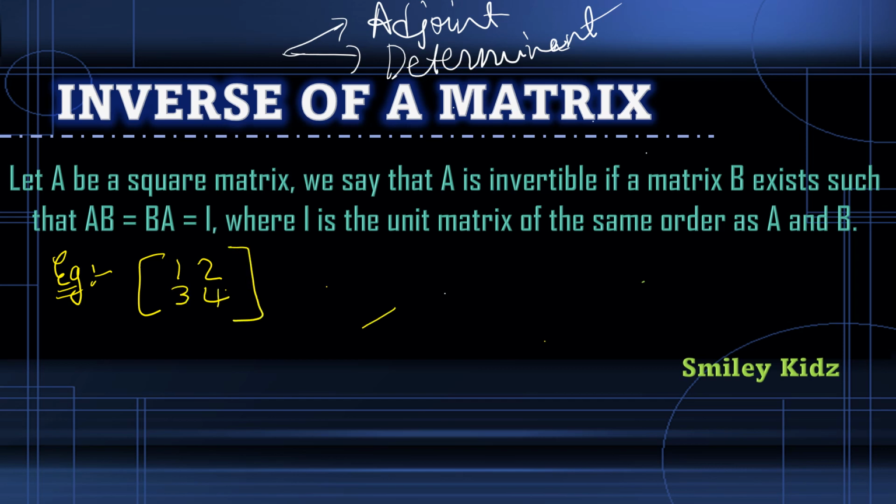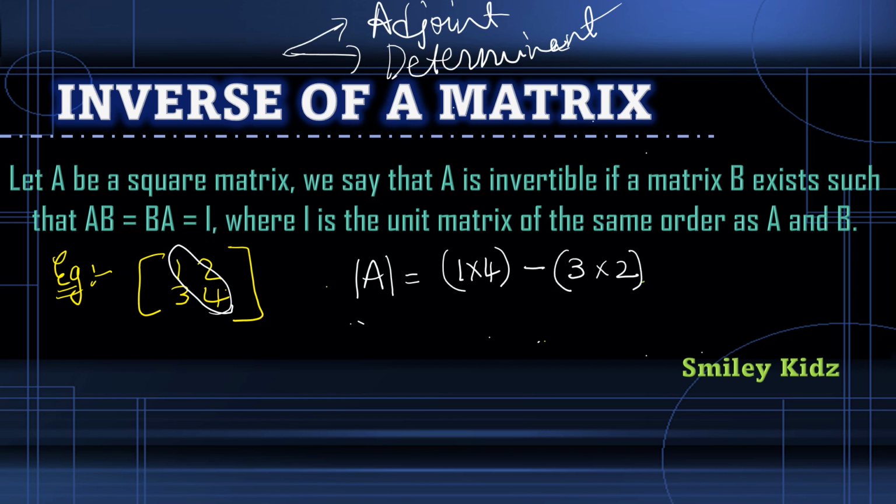Firstly, let's find out its determinant. What is determinant? Here, do not forget the old concepts, all right? It'll be multiplication of the diagonal elements minus multiplication of the non-diagonal elements. That will be 4 minus 6, that is minus 2. Now, what is the determinant of this matrix? It is minus 2. Now, let's find out the adjoint.